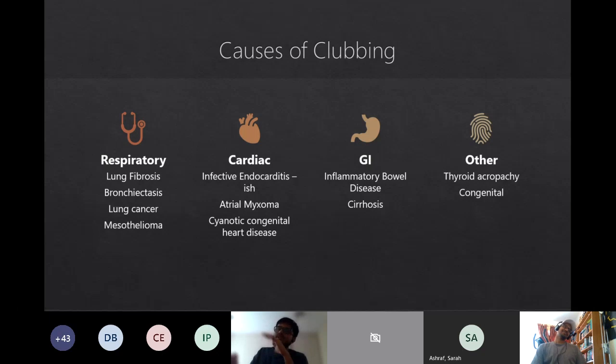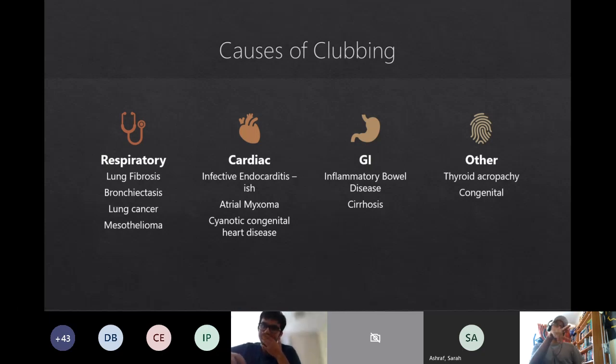Right, so we've done respiratory causes. Let's do cardiac causes next. What are the cardiac causes of clubbing? The easy way to think about this, and it's actually quite specific, is that it needs to be things that cause cyanotic heart disease. Exactly. So atrial myxoma is the rare cause, a tumor within the atria. Cyanotic congenital heart disease and infective endocarditis. I put ish because it might not actually be all of the fingers in infective endocarditis, but it is definitely a cause.